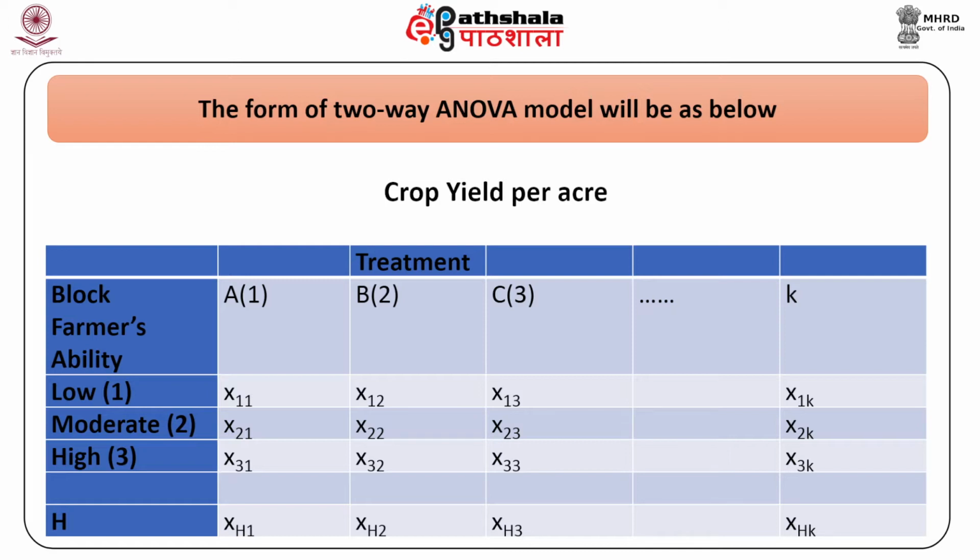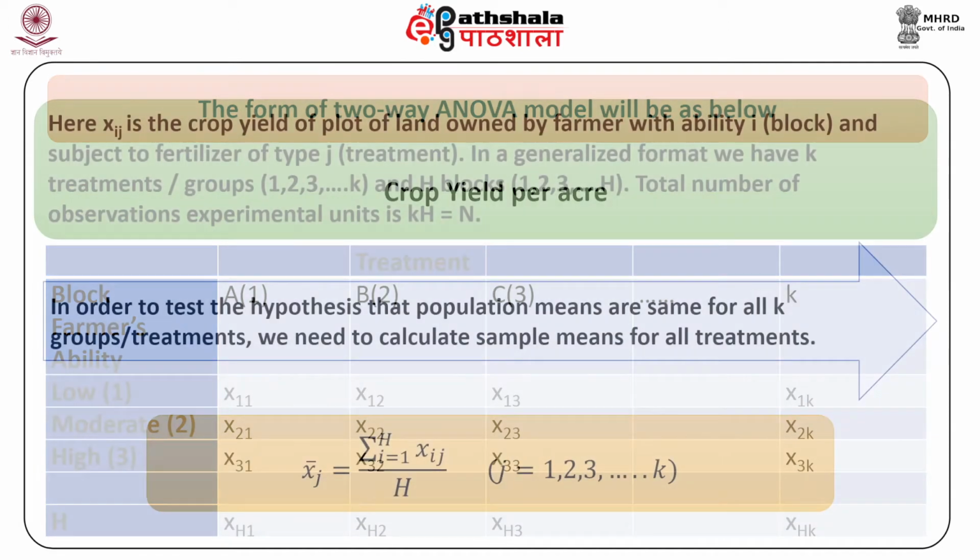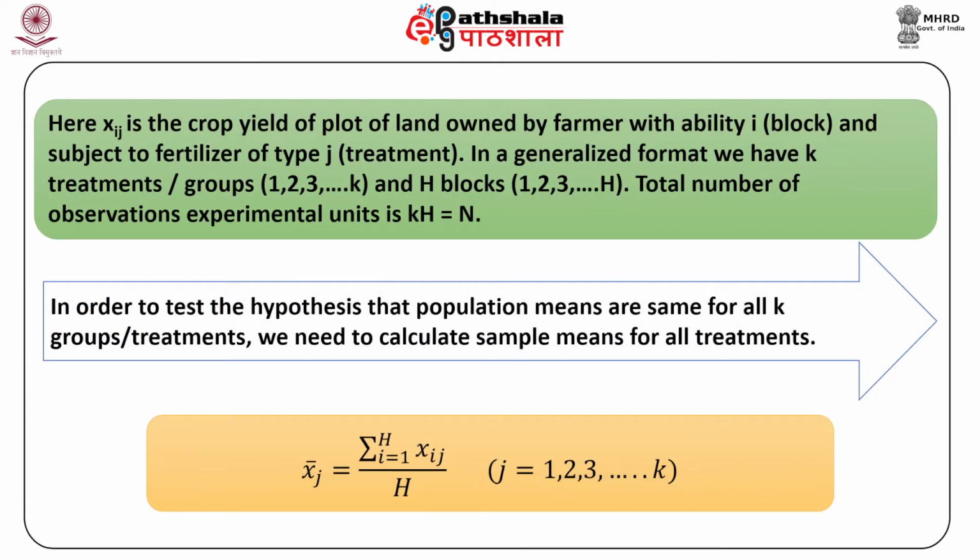For moderate values we have X21, X22, X23 up to X2K. For high we have X31, X32, X33 and X3K. And for H, which could be very high, etc., it is XH1, XH2, XH3, XHK. Now in this case we can say that Xij is the crop yield of the plot of land owned by a farmer with ability I, in block I, and subject to fertilizer of type J, which could be known as a treatment. So we have a block I and we have a treatment J.